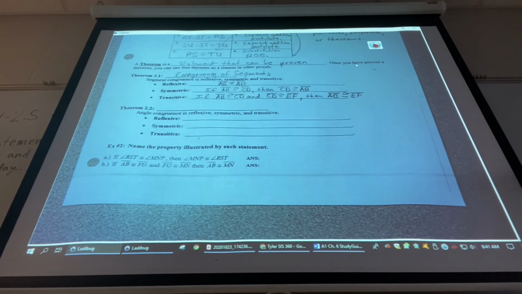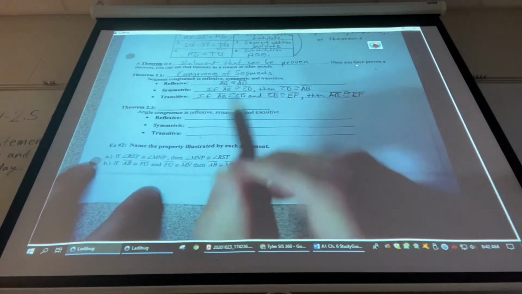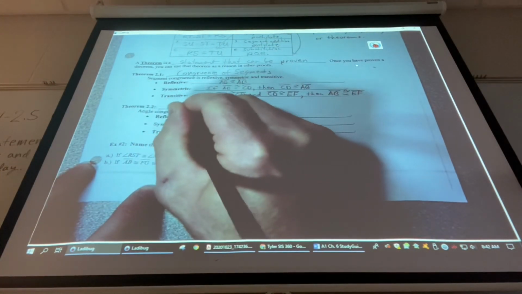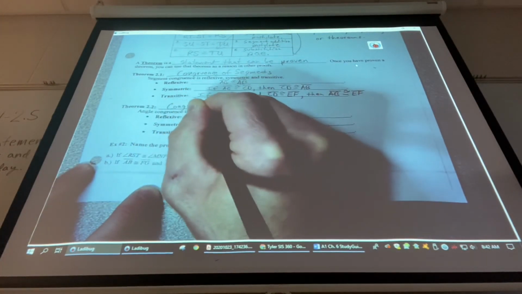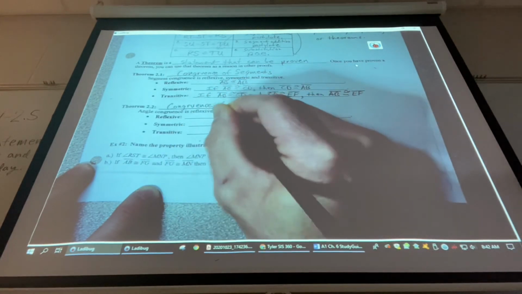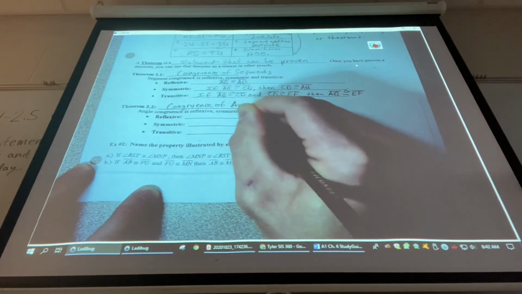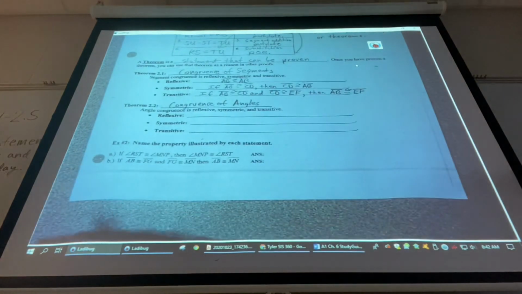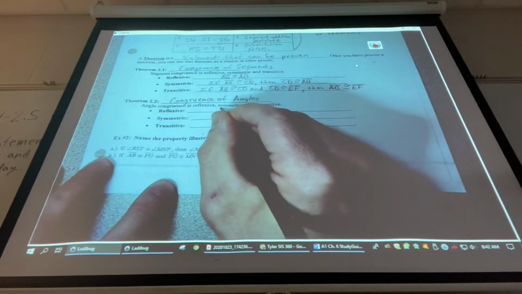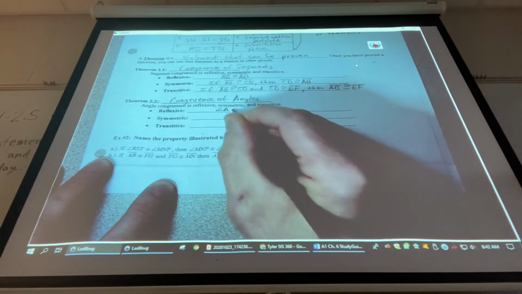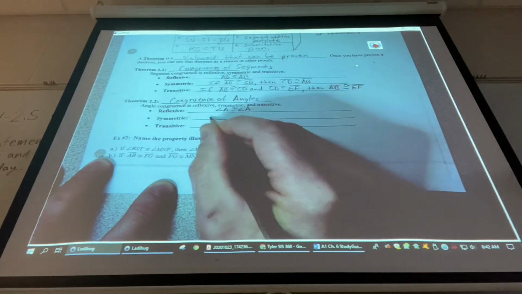And guess what? Theorem 2.2 says the same stuff, but not about segments, but about angles. Congruence of angles theorem. So if we're talking about angles, we could say for the reflexive property, angle A is congruent to what? Angle A. Angle A.